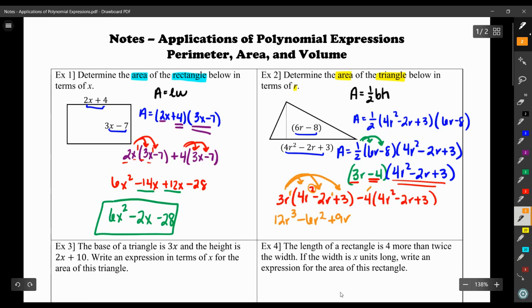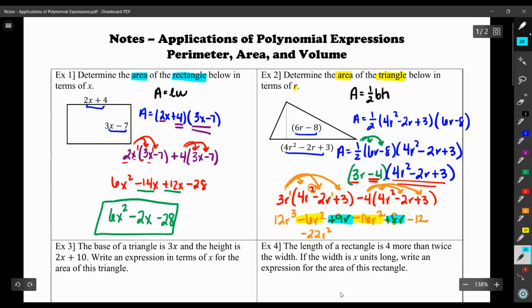Then the other one, negative 4 times 4r squared is simply negative 16r squared. This is basic distribution. Negative 4 times negative 2r is positive 8r. And negative 4 times 3 is negative 12. So the multiplication is now complete. So now let's look for some like terms. Negative 6r squared and negative 16r squared are like terms, and those will add up to be negative 22r squared.